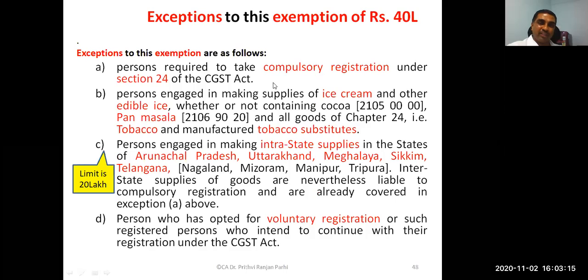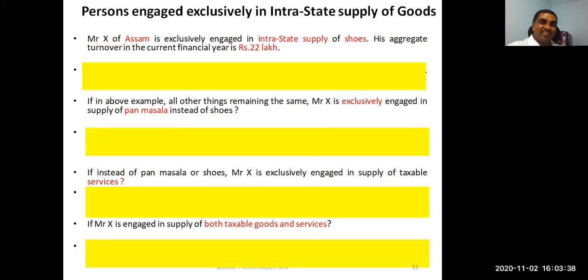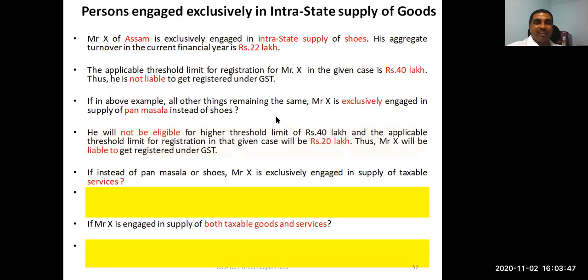Number one, I told you where compulsory registration is required. Second case, I told you if the person is engaged in supply of ice cream, edible oil, pan masala, and tobacco, that means when somebody is supplying this kind of products, the 40 lakh limit is not applicable. What is applicable is 20 lakh. Consequently, in this case, the limit will not be 40 lakh, the limit will be 20 lakh. You will not be eligible for the higher threshold limit of 40 lakh rupees; with the limit of 20 lakh, thus X will be liable for registration.